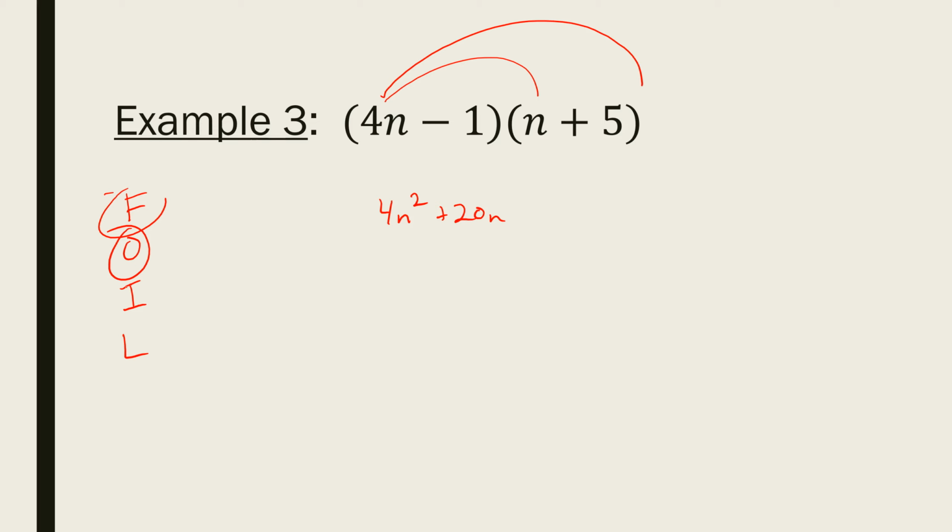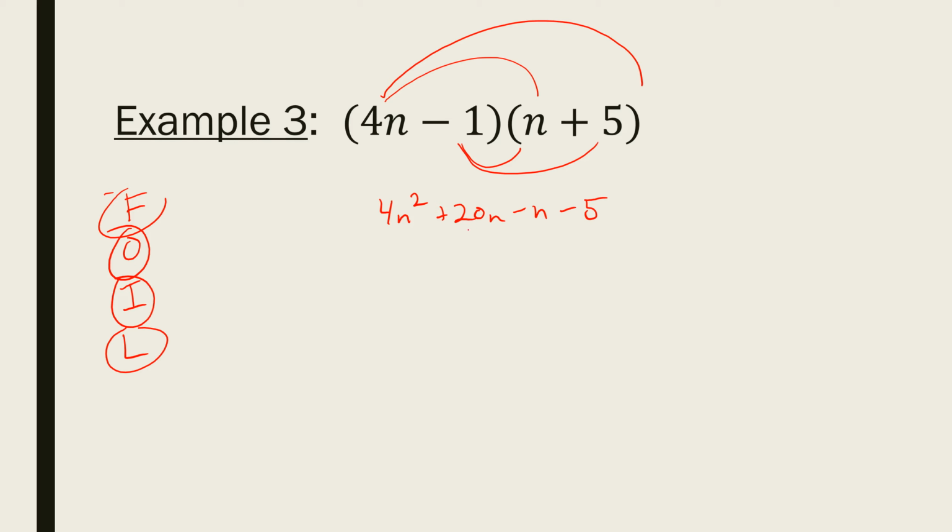So now I'm doing the inners. I'm starting with the -1 now. -1 times n, just -n. Finally, the last, -1 times 5, -5. Notice I have put -1 into everything in the other parenthesis. Everything has distributed to everything in the second parenthesis.